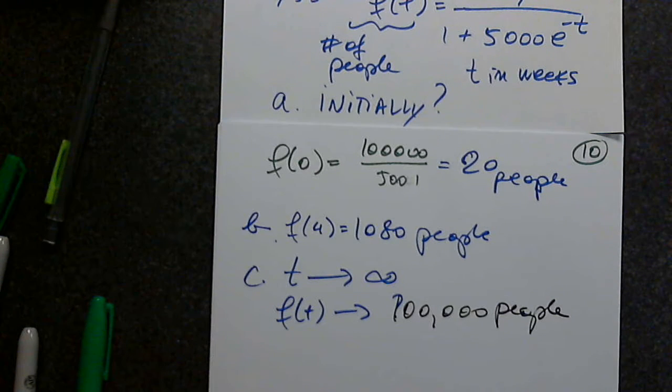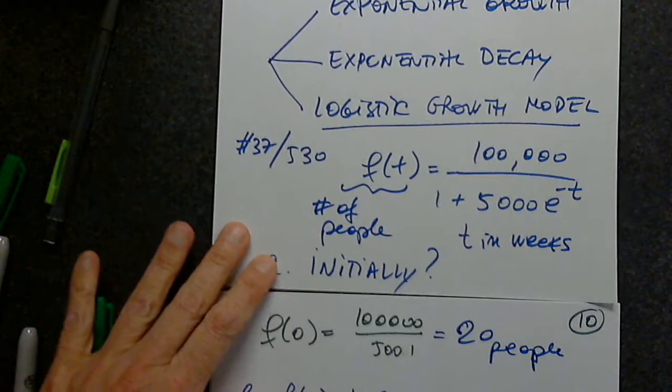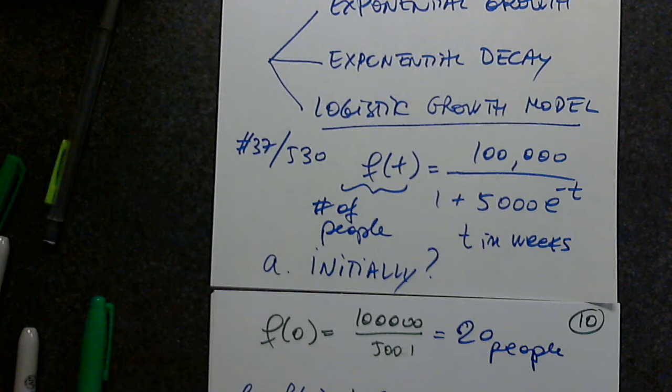Let's take a look now. Yes. You said f of 0, but that was e raised to the minus t, right? How much is minus 0? How much is plus 0? Still 0. E to 0 is 1. 1 times 5,000 is 5,000. 5,000 plus 1 is 5,001. Is that okay now? Better?